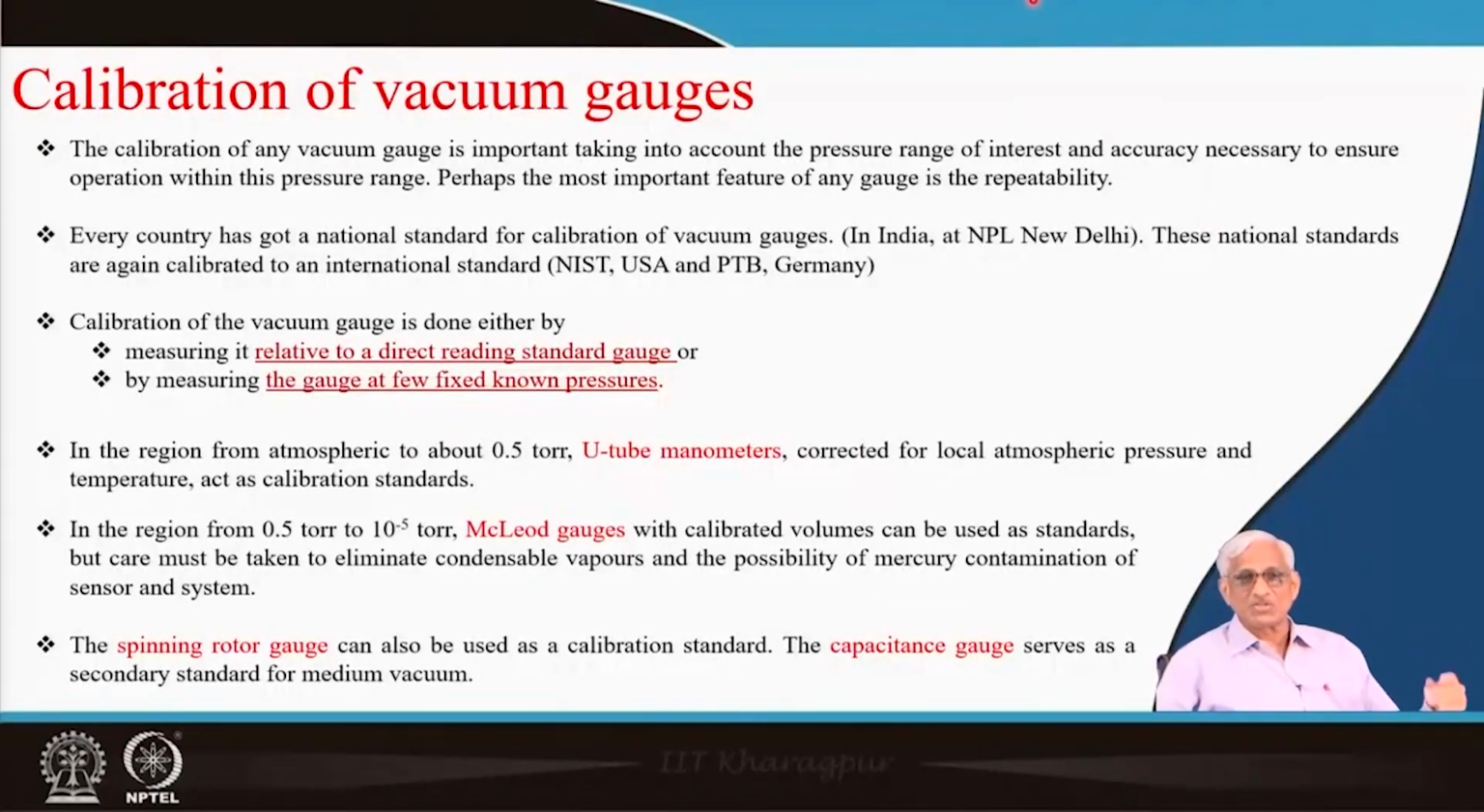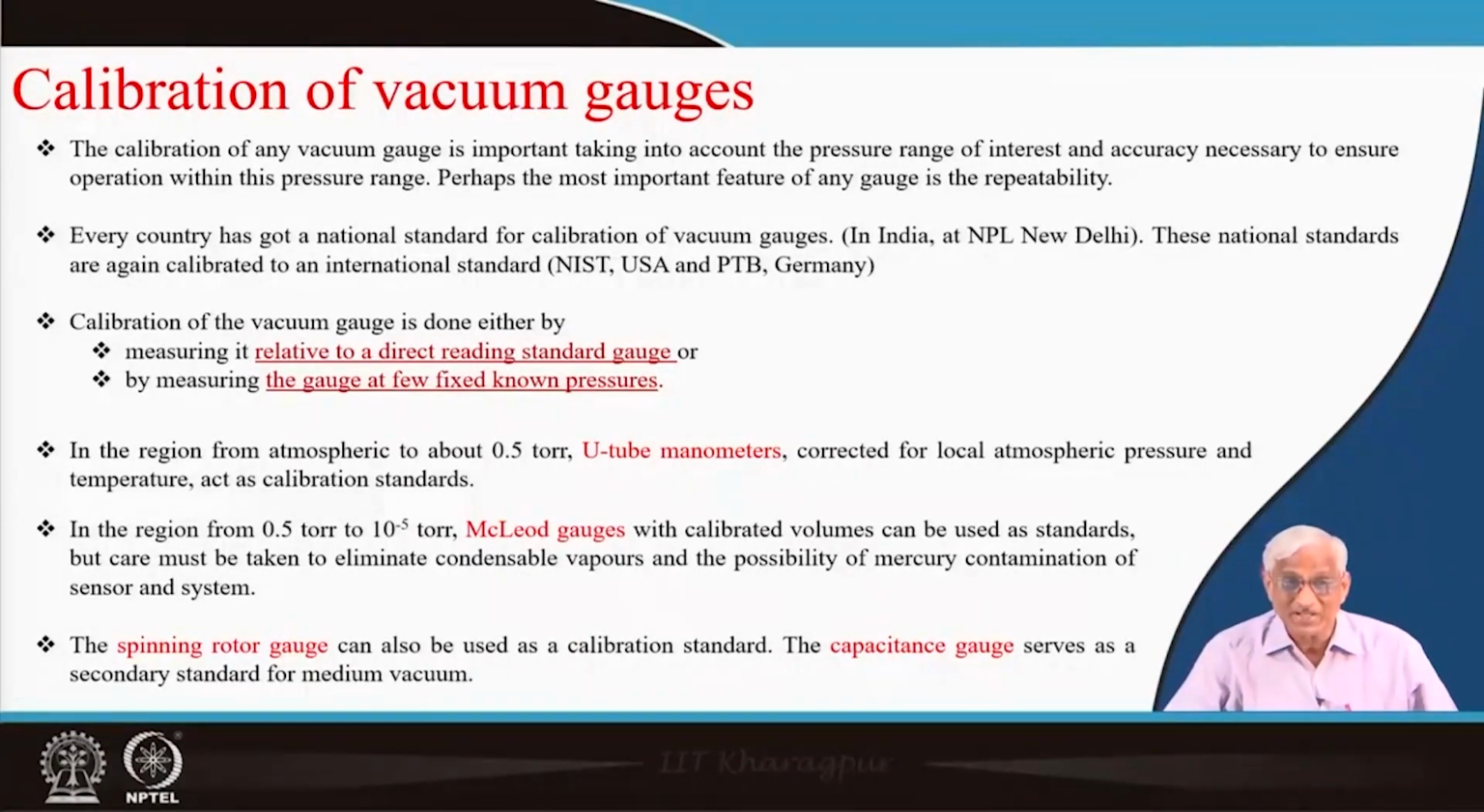Calibration is done, somebody asks you how do you calibrate: up to 0.5 torr you can use a U-tube manometer, which I have told you when I covered the primary standards. And 0.5 to 10 power minus 5 torr, the McLeod gauge, this also I have told you, because you use Boyle's law at a constant temperature and calculate it back. Boyle's law coupled with a U-tube creates a McLeod gauge. These two we have seen, and the spinning rotor gauge also we have seen with proper calibration, but who will calibrate the spinning rotor, that we will see later. Capacitance gauge also I told you, it is a sort of calibration standard, but once it is calibrated, it will act like a secondary standard.